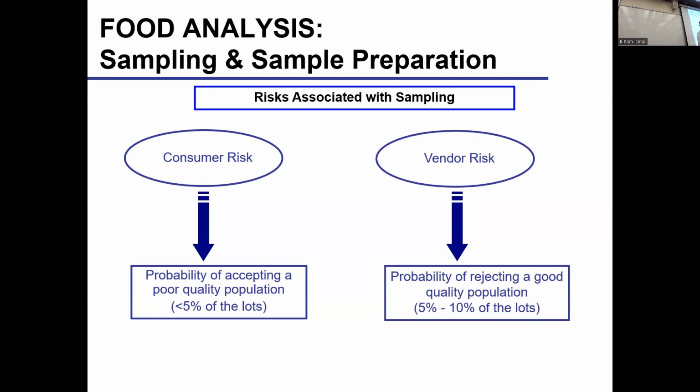But this risk would be greater than 5%. So it would be 5 to 10%. So the probability of rejecting a good quality population should be in 5 to 10%. Not 20, not 30, because that would be potentially a loss to the vendor, an economic loss to the vendor.